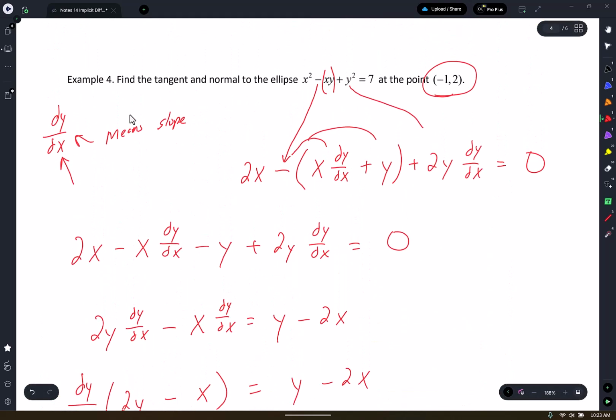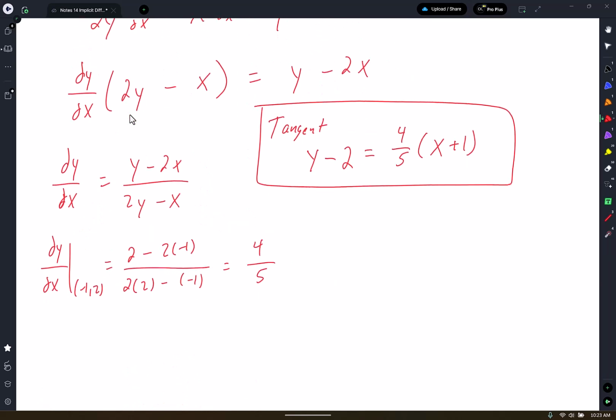They also wanted the normal. Relax, you don't have to do much. All you got to do is change the slope. The normal is perpendicular to the tangent. So instead of 4/5, I'm going to call it negative 5/4. Y minus 2 equals negative 5/4. And this is why I like this so much. You don't have to change anything other than the slope.